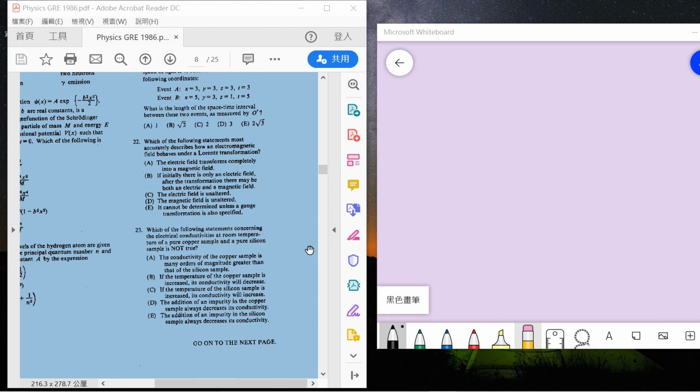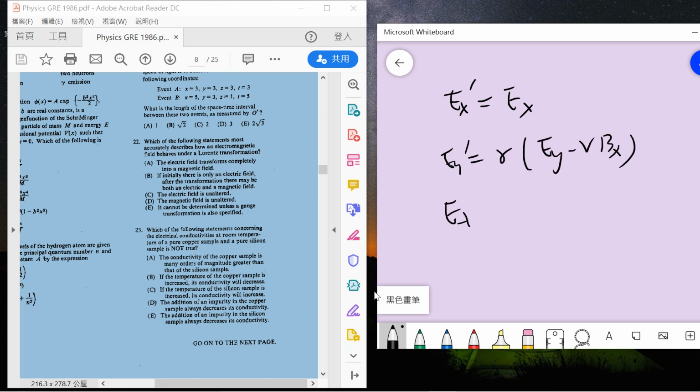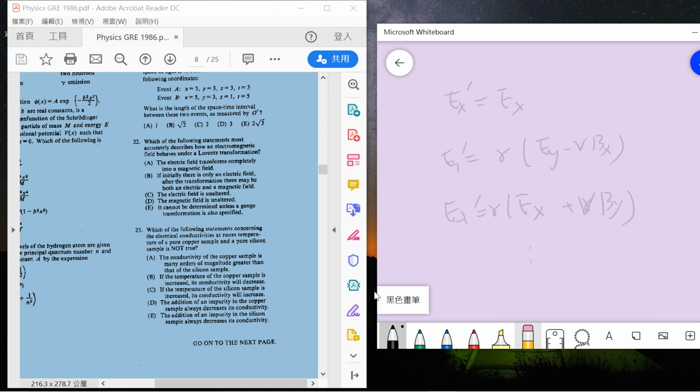So 22 asks which of the following statements is most likely to be seen for the electromagnetic field under Lorentz transformation. So I would suggest that you remember how to transform the electric and magnetic fields. Basically, I would suggest that you remember this kind of formula. You can go to Google or Wikipedia and see how to prove it, or go back to your textbook. But the good thing is that we don't have to understand so much.